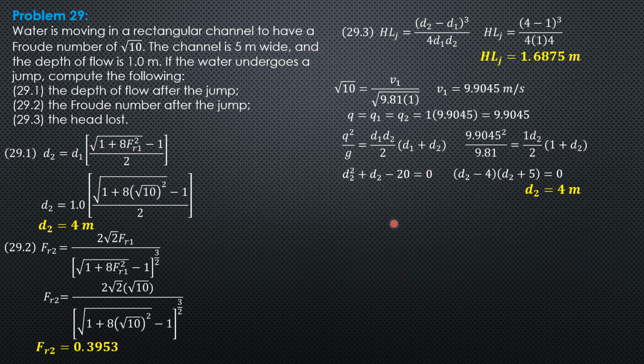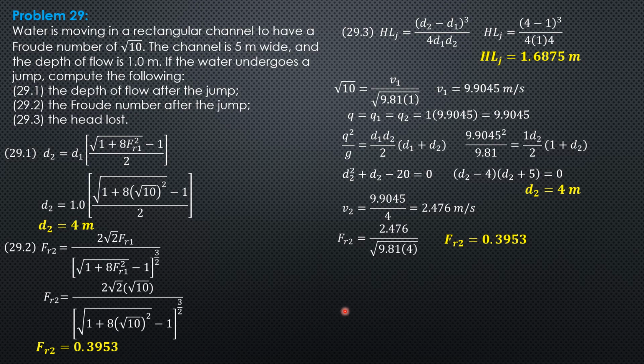Then for the Froude number after the jump, because there is depth 2 already, it is equal to V2 over square root of g depth 2, where V2 is small q, which is 9.9 over 5, divided by depth 2, which is 4. So 2.476 meters per second. So FR2 equals velocity 2.476 over square root of 9.81 times depth 2, 4. Solving for FR2, it is also 0.3953. This is the same as that.